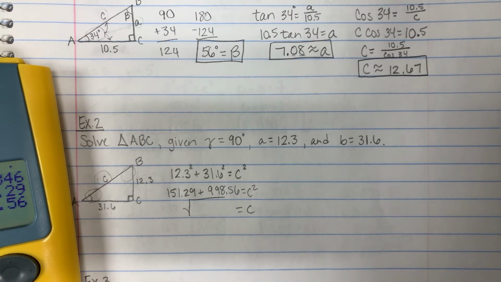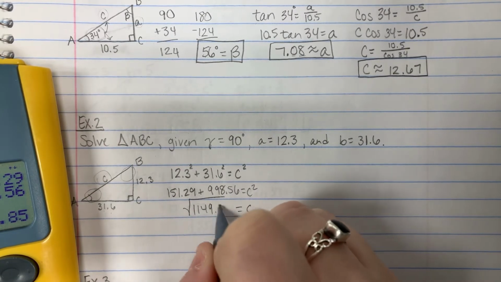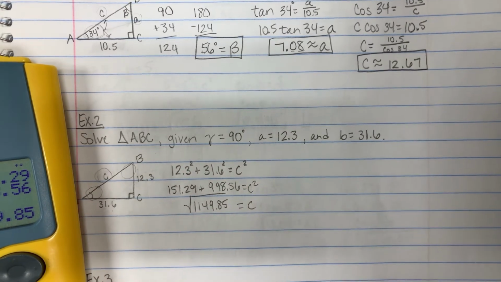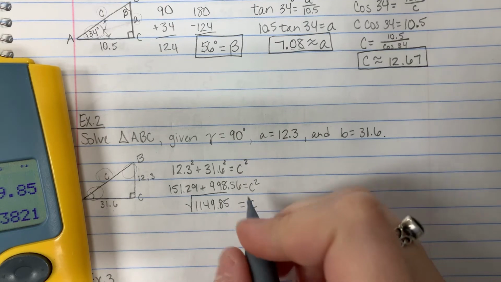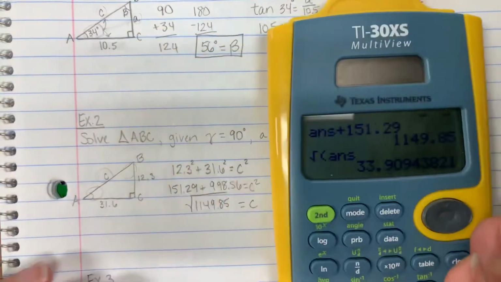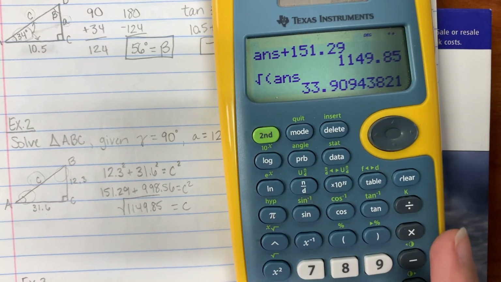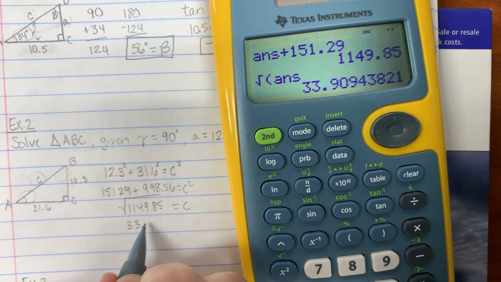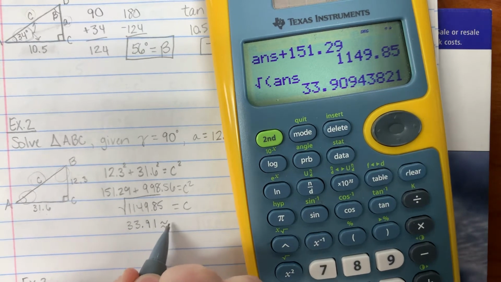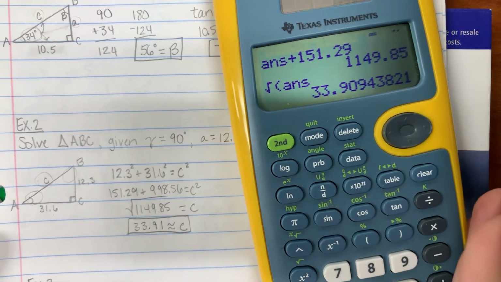So that plus, okay, so that gives me exactly that. Then when I square root that answer, I am getting about 33.91. So I'm going to round it to 33.91. That's about what C is. There's one of my 3 answers.